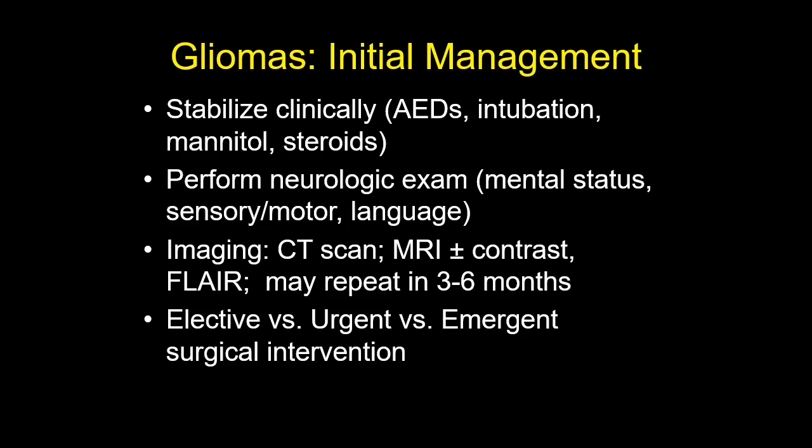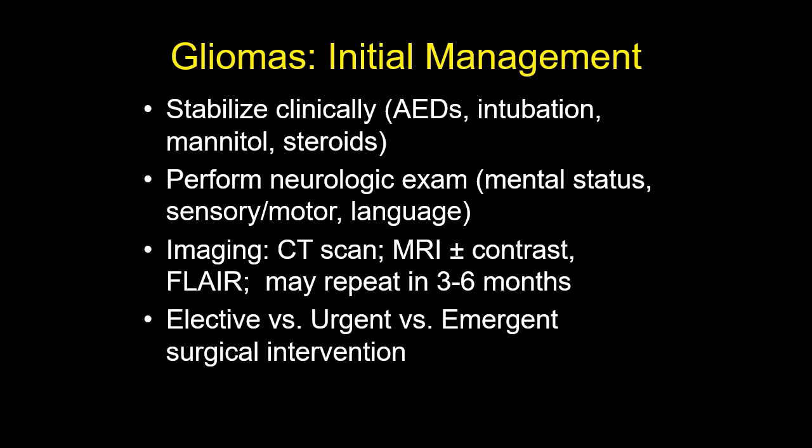In a patient initially presenting with a suspected glioma, we should first stabilize the patient clinically. This may require anti-epileptic drugs if the patient presents with a seizure and/or intubation, mannitol for elevated intracranial pressure, and/or steroids for edema. We should then perform a thorough neurologic examination, focusing on mental status, sensory-motor function, and language. Initial imaging would be a non-contrast CT scan to look for mass effect and/or bleeding.